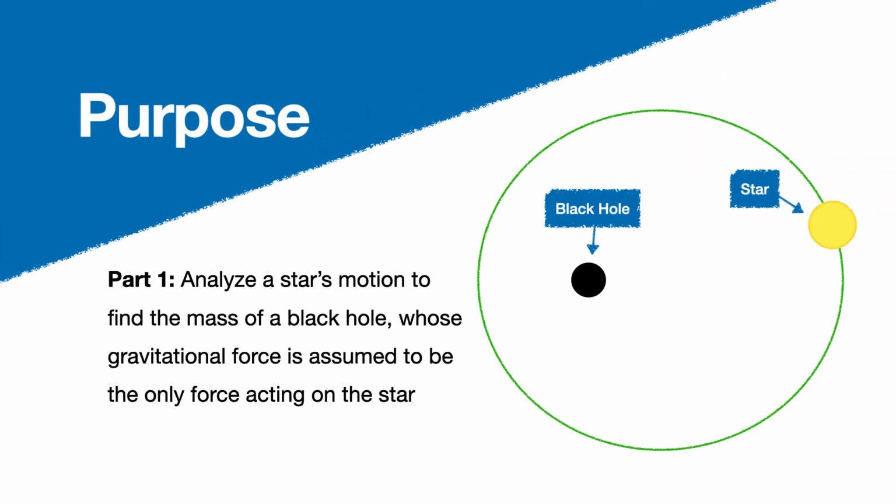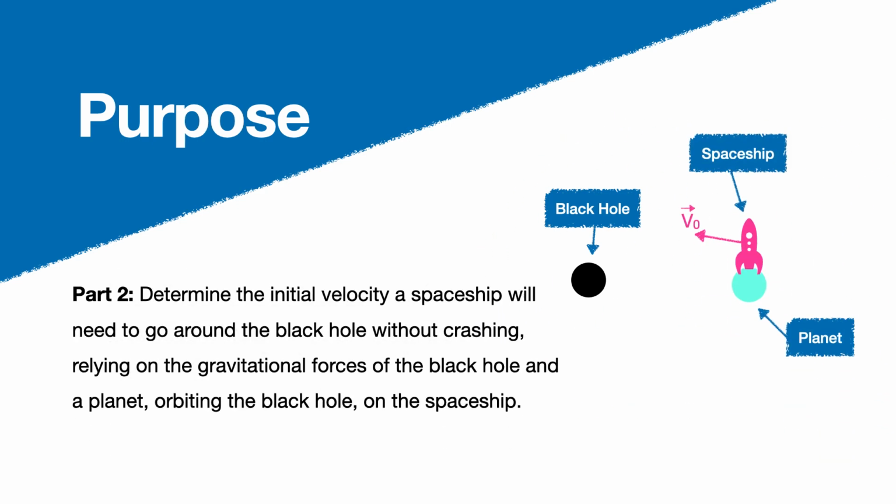This lab is split into two parts. The purpose of the first part is to analyze a star's motion to find the mass of a black hole whose gravitational force is assumed to be the only force acting on the star. The purpose of the second part of this lab is to determine the initial velocity a spaceship will need to go around the black hole from part 1 without crashing, relying on the gravitational forces of the black hole and a planet orbiting the black hole on the spaceship.